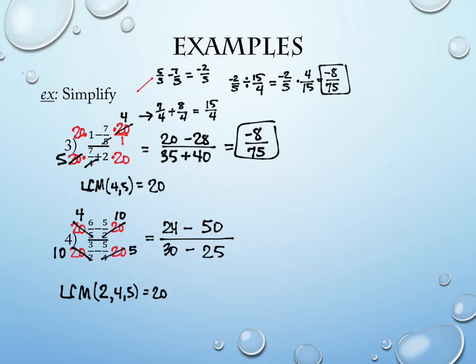Now we've got arithmetic: multiplying, subtracting, and then dividing if we can. What is 24 minus 50? Negative 26. And how about 30 minus 25? I think it's negative, right? Oh, no, it's positive. Sorry, I got my numbers backwards. It's 5. So negative 26 over 5. Do they have anything in common? No. So we're done.